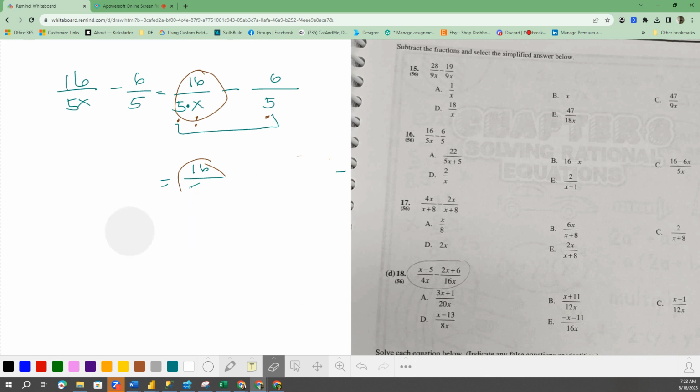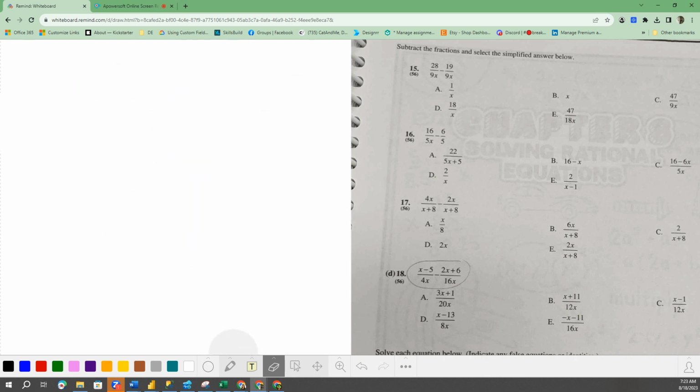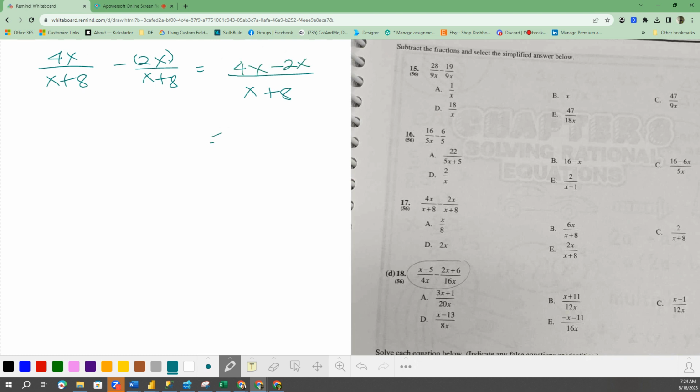All right, let's do number 17. 4x over x plus 8 minus 2x over x plus 8. First things first, we need to make sure that their denominators are the same. They are, so we can just combine them in one denominator. Now this is still a monomial in the numerator, so you don't need to put it in parentheses. You can just write it out: 4x minus 2x. And so you can simplify the top. 4x minus 2x is 2x over x plus 8.